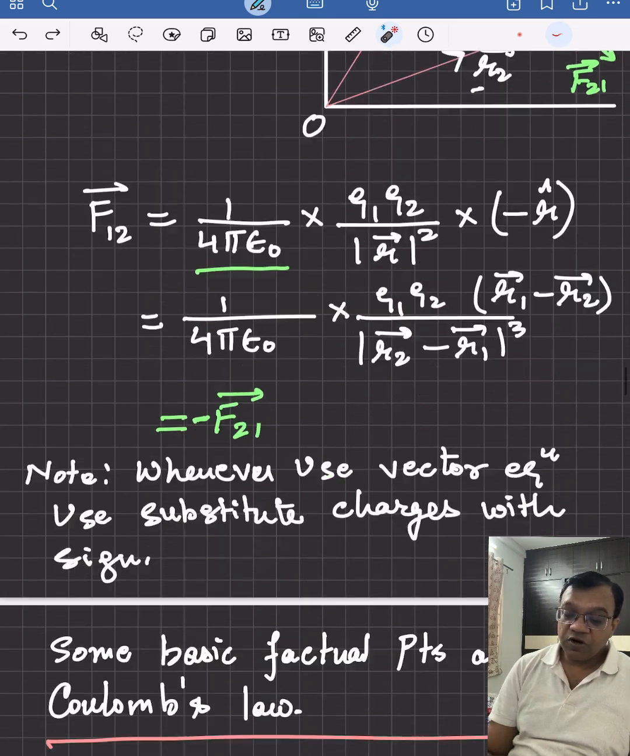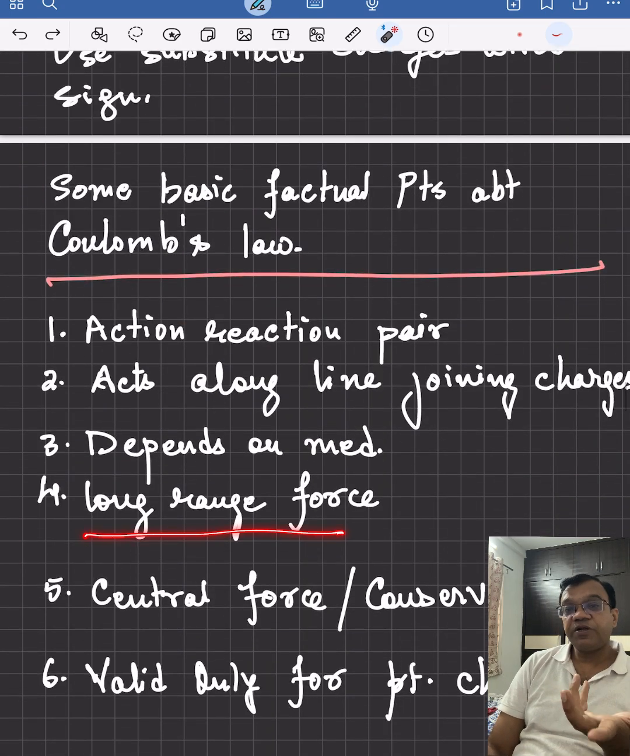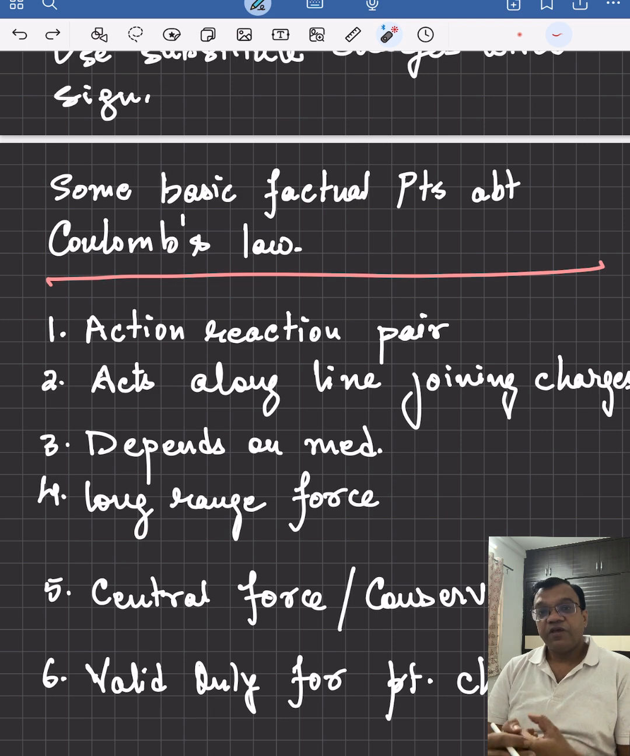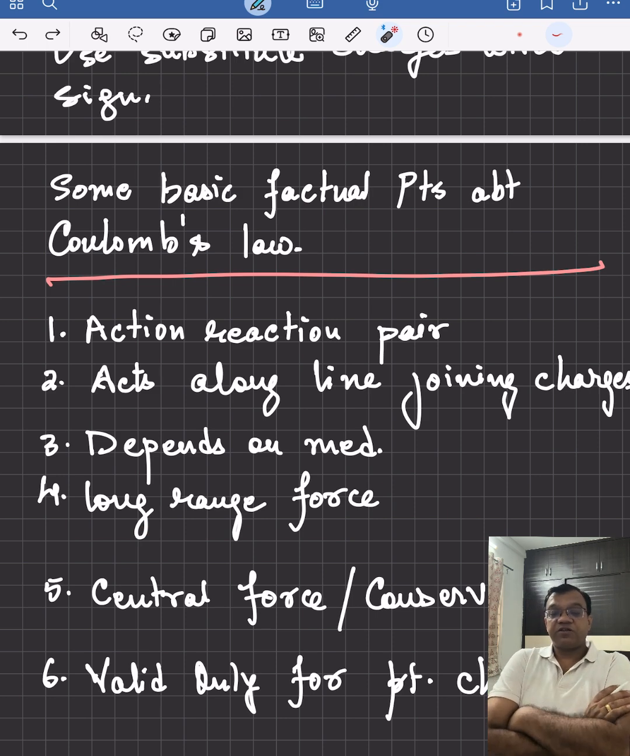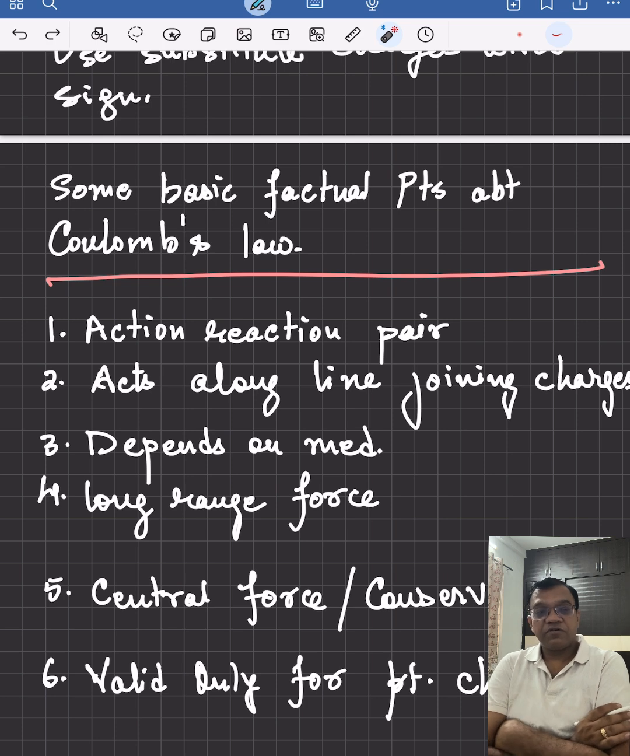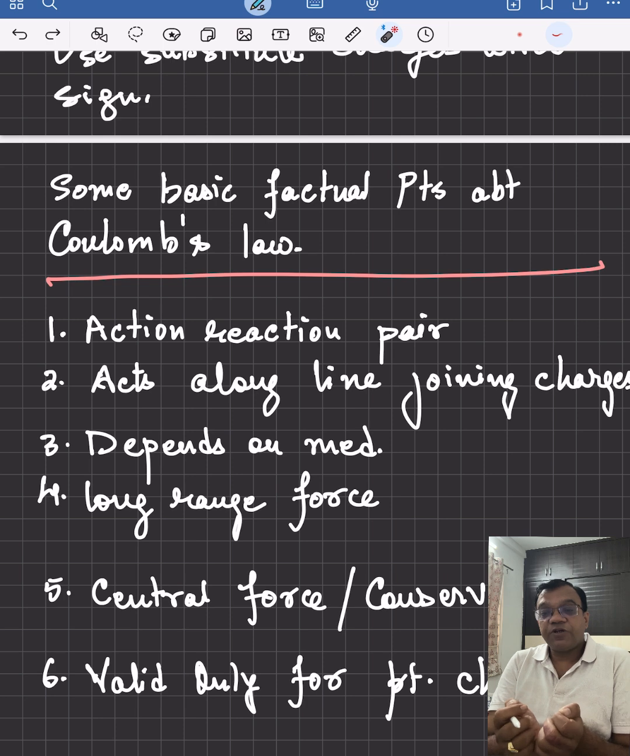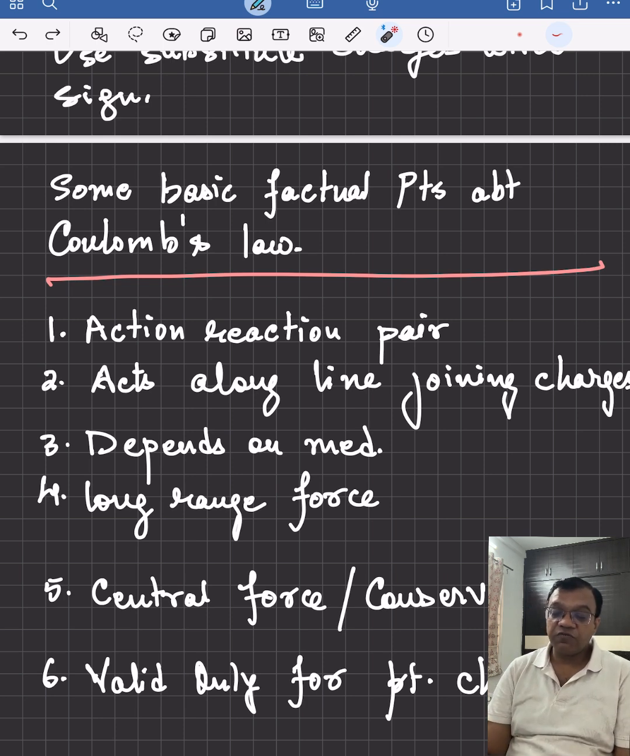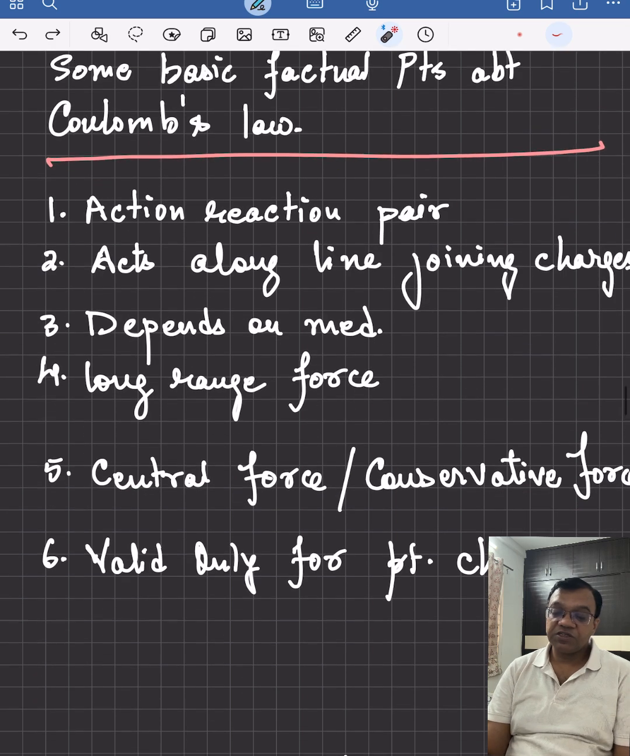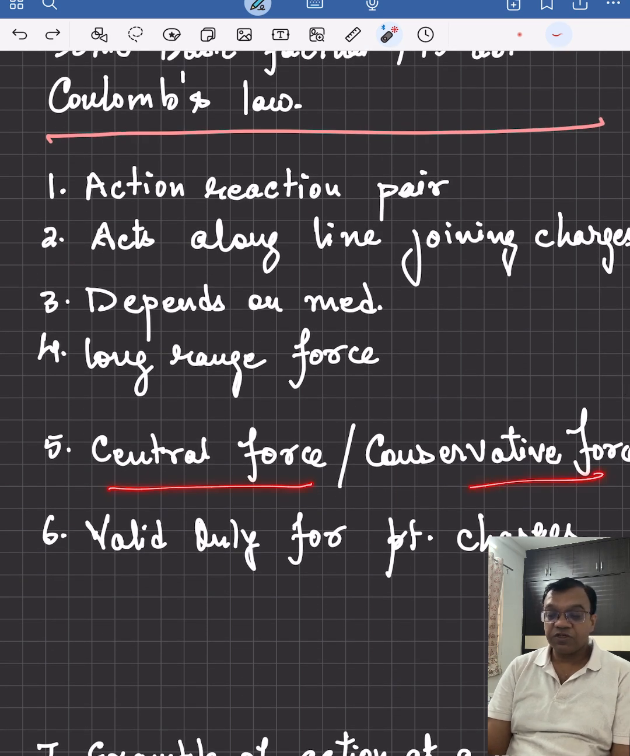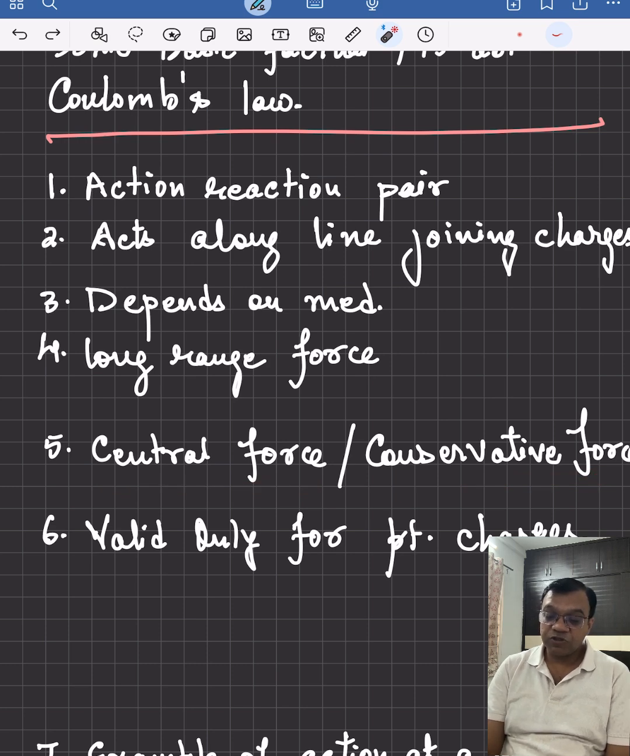Now it is a long range force. Long range force means it is valid for heavenly separation. If the two charged particles are placed at say 10 to the power 15 meter of distance, for that distance also this expression is valid. And if they are placed at a separation of 1 micrometer, then also this is valid. So it is a long range force. It is a central force. It is a conservative force. Work done by the electric force is independent of the path. Along a closed path it is going to be 0.